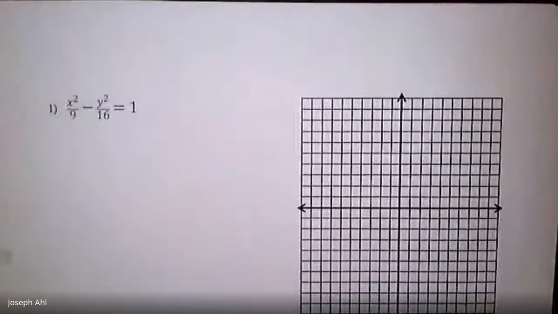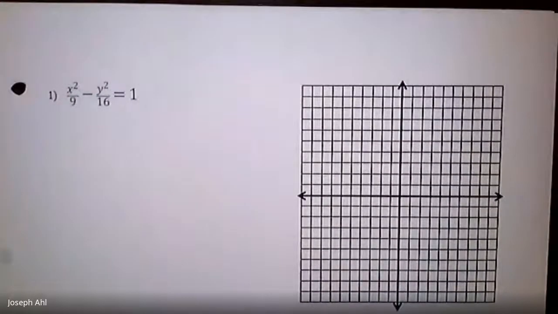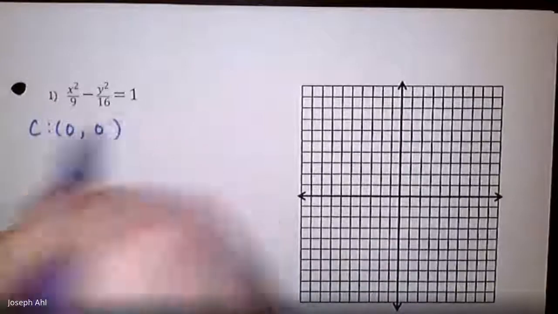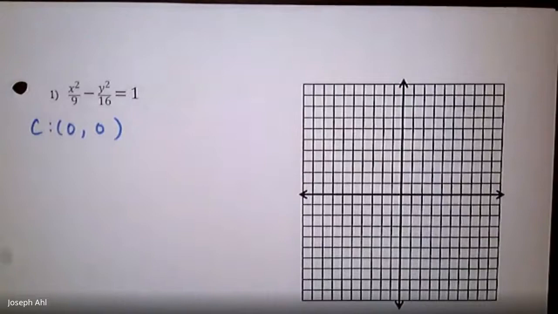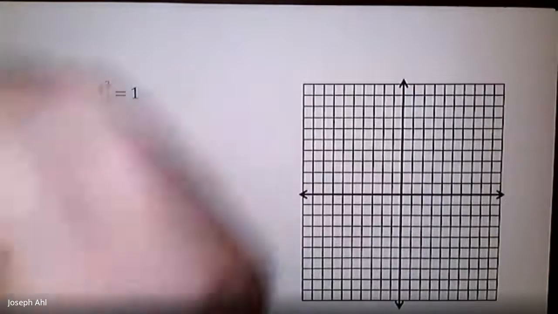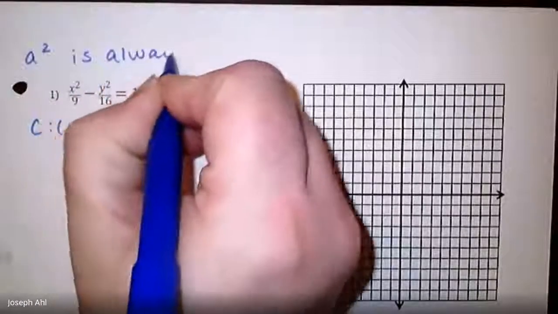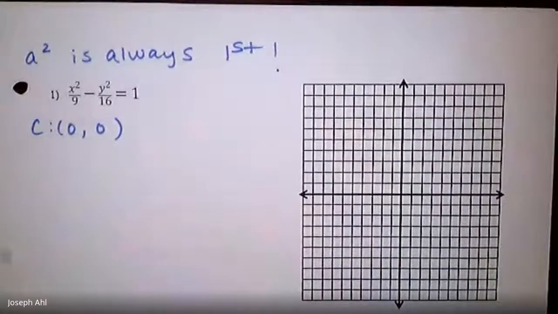For number one, we have the hyperbola x squared over 9 minus y squared over 16 is equal to 1. Okay, so here are some important things that we're going to look at. We won't always graph a center at the origin today, but this one does have a center at (0, 0). And the values of A and B: it's important to note that A squared is always first. It doesn't have to be largest.